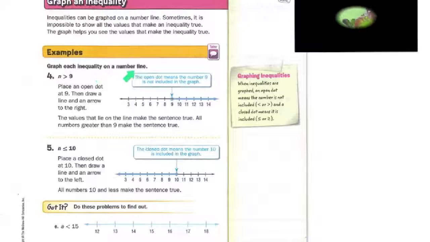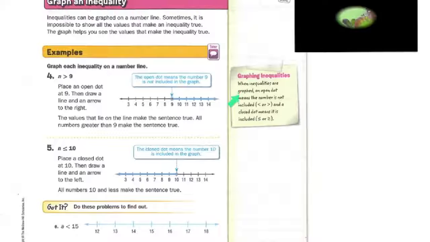Graph each inequality on a number line. N is greater than 9. Whenever you see greater than, you use an open dot, like this, okay? That means that 9 is not included in the graph because it says it has to be greater than 9. 9 is not greater than 9, but 9.4 is. So we use an open circle, okay? You can read that here.